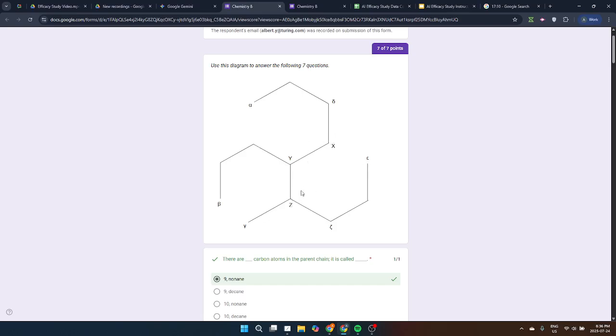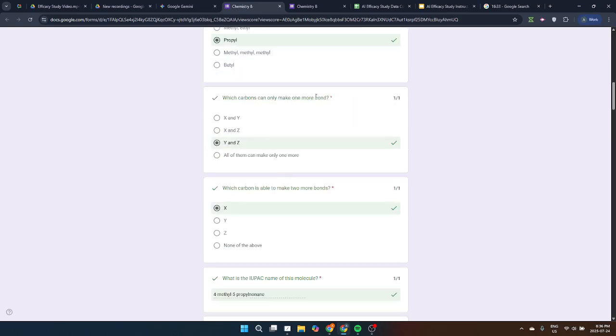I realized that since the X carbon is only bonded to 2 other chains, there are 2 available spots or opportunities for bonding here. While on the Y carbon and the Z carbon, since 3 of the 4 spaces on the carbon are filled for each of these letters, that's the correct choice for the one that can take only one more chain or one more branch, whereas X is with 2. So that answers the next 2 questions. One more bond is Y and Z. 2 more bonds is X.